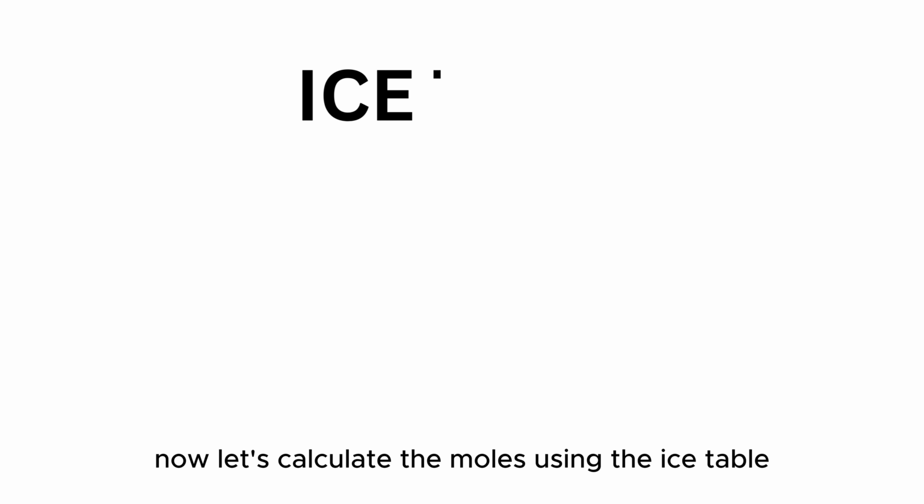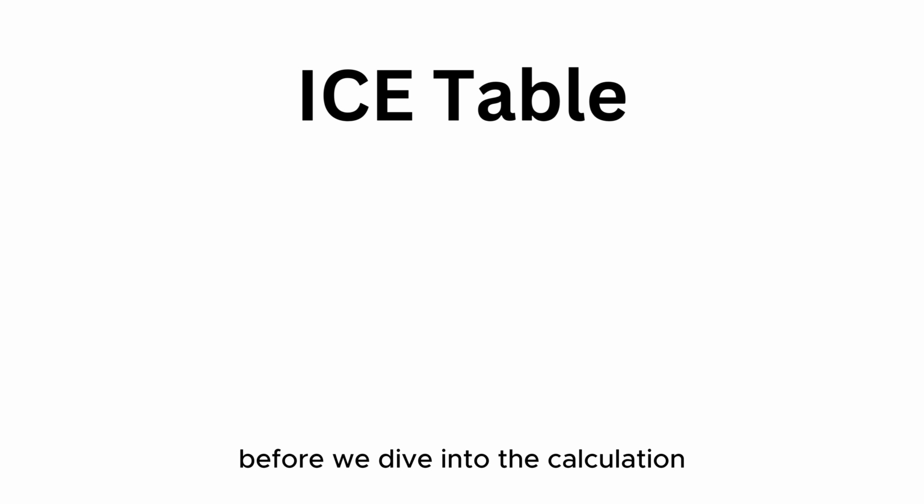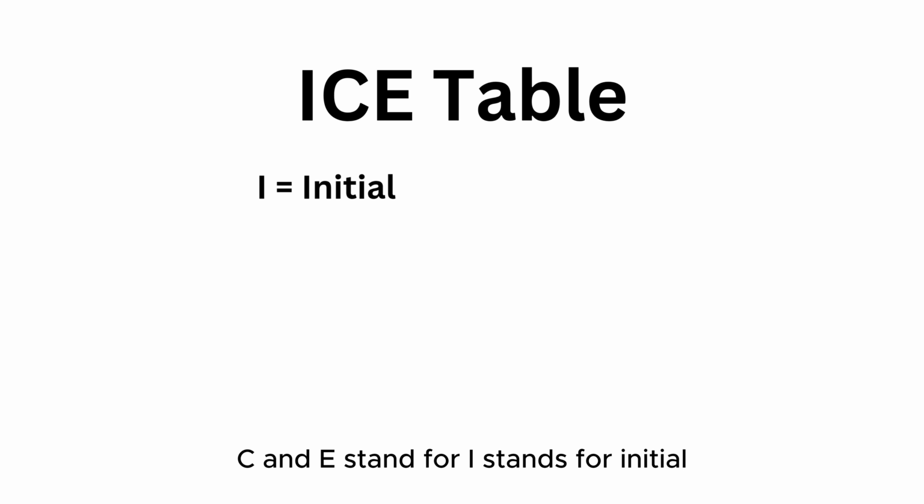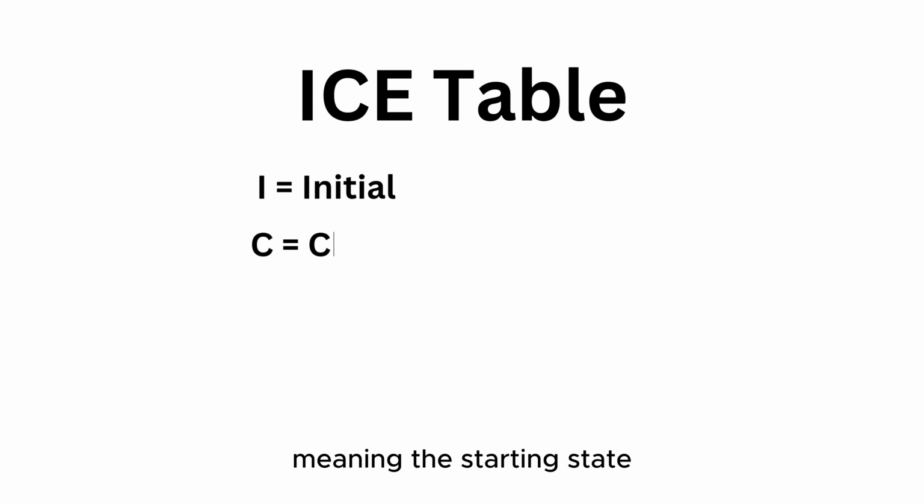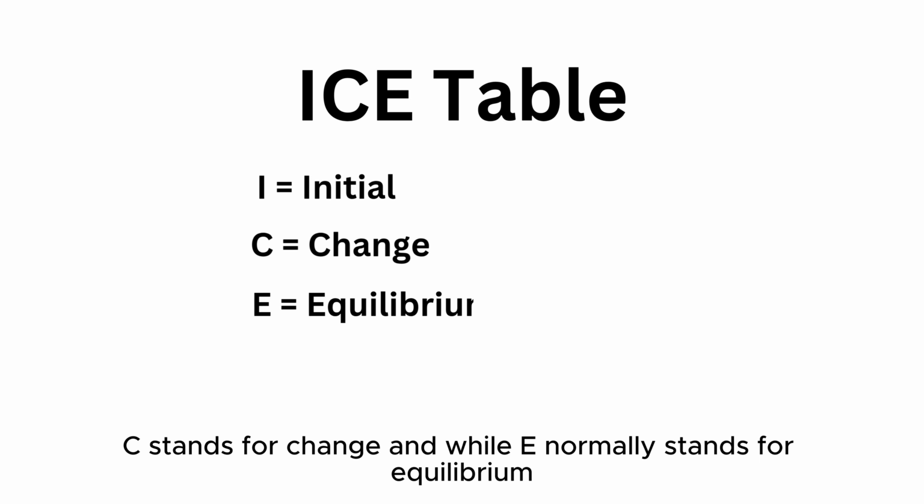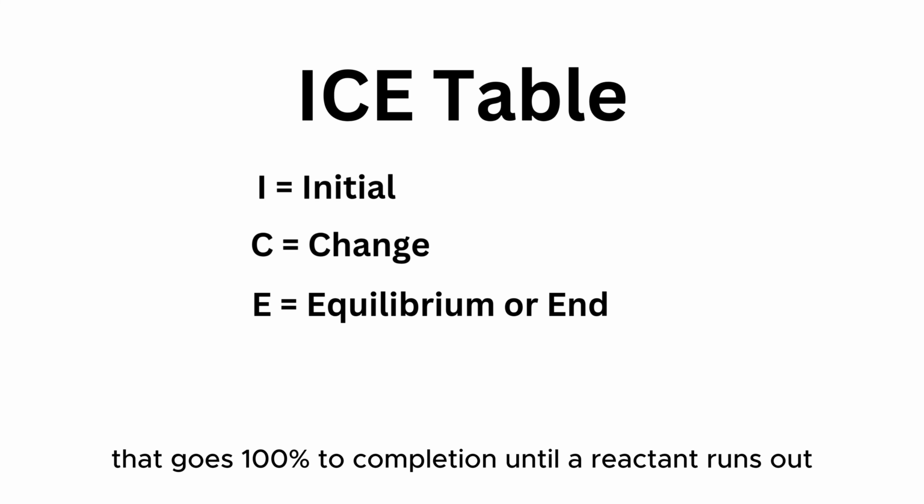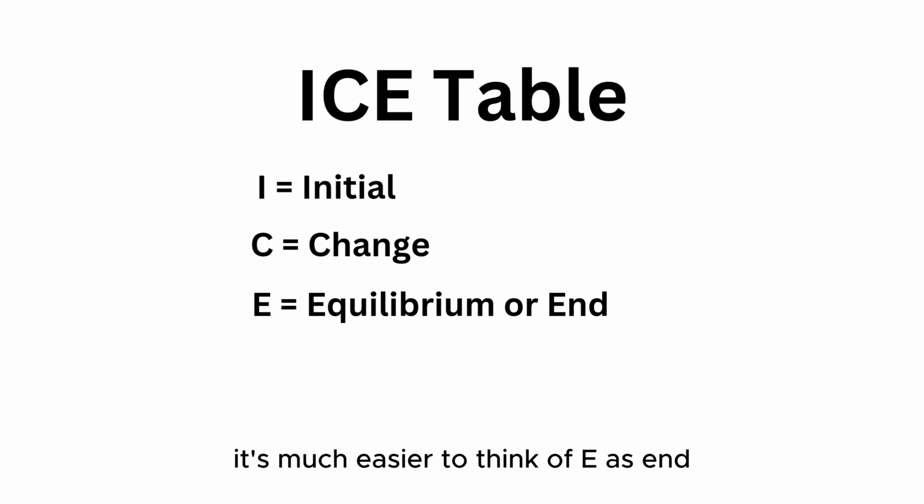Now, let's calculate the moles using the ICE table. Before we dive into the calculation, let's clarify exactly what the letters I, C, and E stand for. I stands for initial, meaning the starting state. C stands for change. And while E normally stands for equilibrium, in a reaction like this that goes 100% to completion until a reactant runs out, it's much easier to think of E as end, the final state.